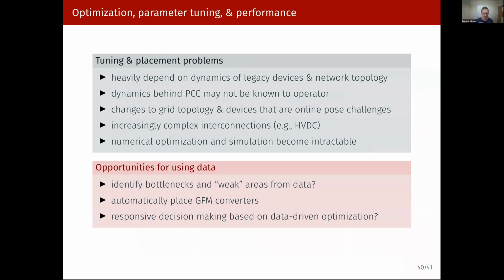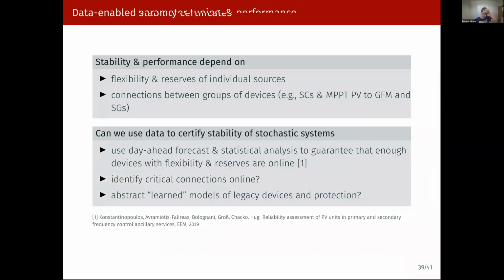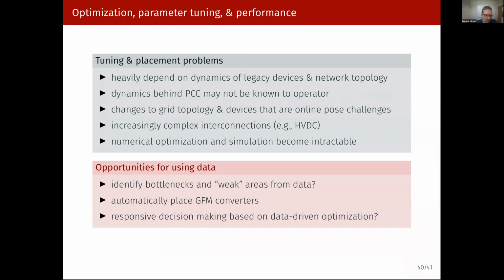Okay, and then finally, so you see I'm zooming out at bigger and bigger problems. There's this tuning and placement problem that I was mentioning. So, stability is one issue, right? But then you also want good performance. And that's the same question in the sense that what I've shown you was that, if the system is very strongly coupled, it doesn't matter where you put these devices that have the flexibility, or that do the inertia emulation or the fast frequency response. If the network is very weakly coupled, the only option right now is that you run an optimization with the full knowledge of the system, but there should be something in between, right?